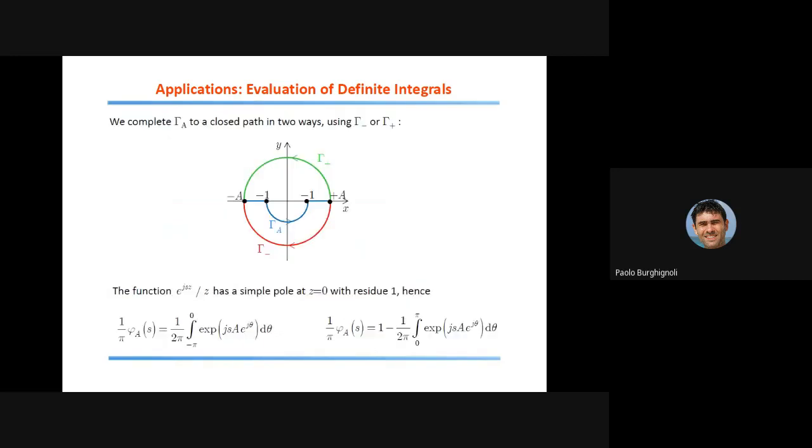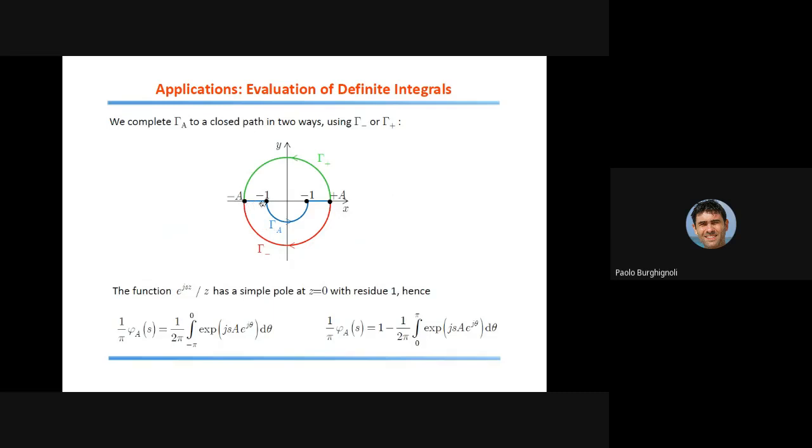In particular, it's easy to see that we can complete the path gamma a, which is the blue one, in two ways, using either gamma minus, which is the red path in the lower half plane, or the path gamma plus, which is the green path in the upper half plane. In particular, if s is negative, we will use the red path here, because in this case it is simple to see that the result is equal to 0.